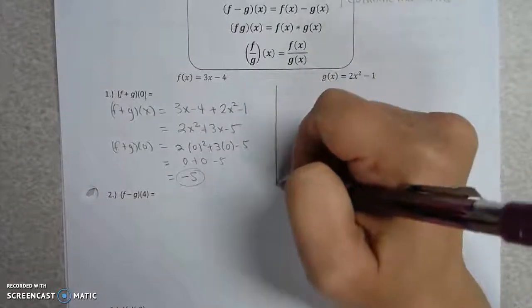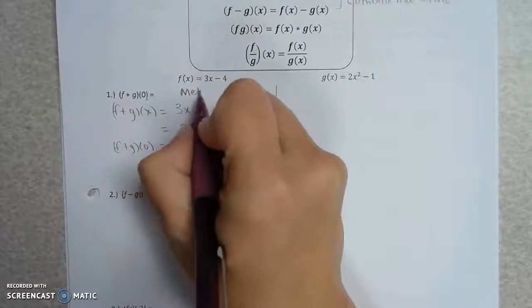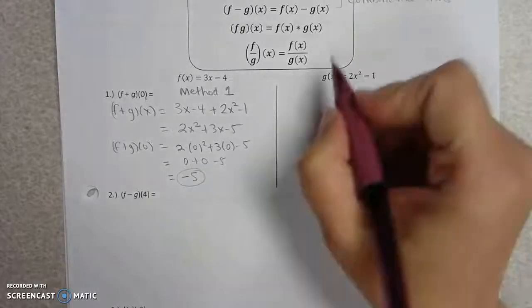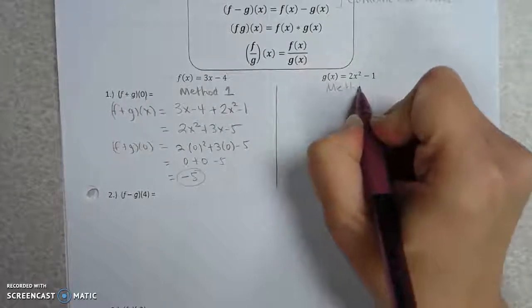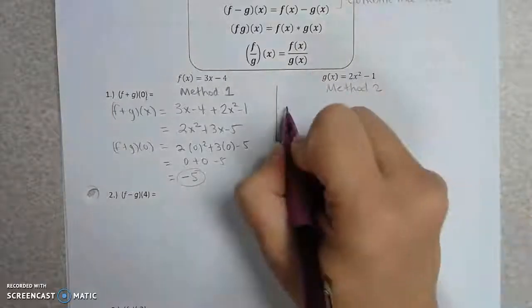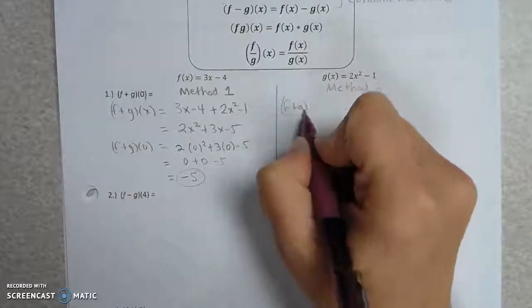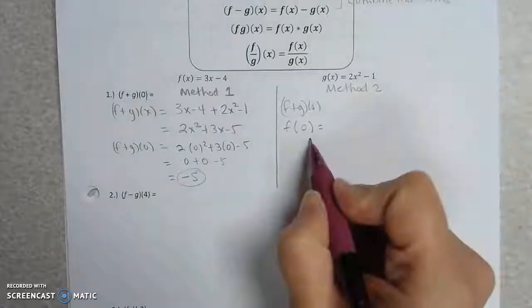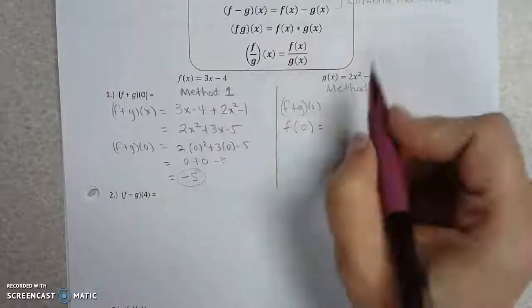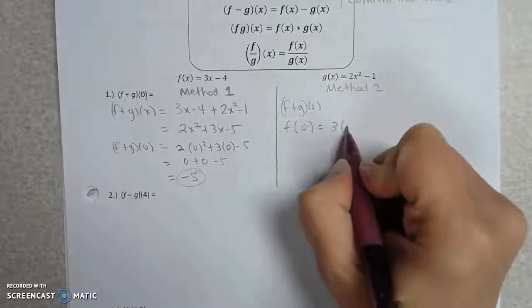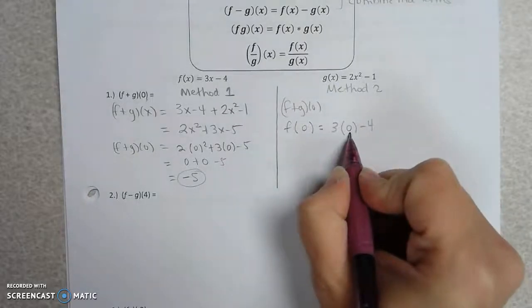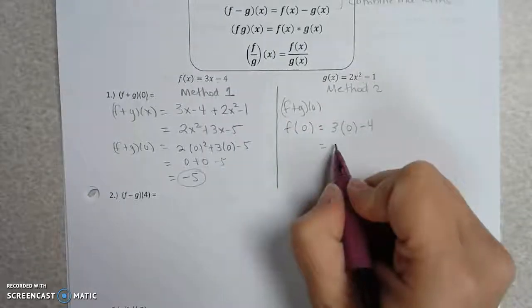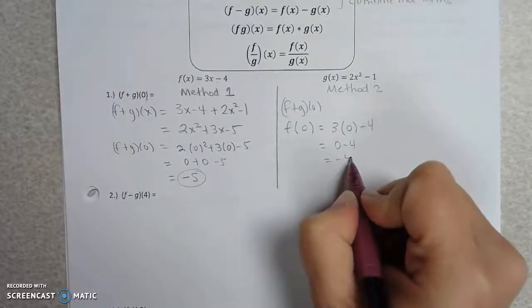That's the first way. I'll just call this method 1. Method 2: if I wanted to find (f plus g)(0), then what I'll do is find f(0) first. So I'm going to take 0 and fill it into the function f. Everywhere that there's an x, I'm going to put 0 in the function f. That'll give me 0 minus 4, which is negative 4.